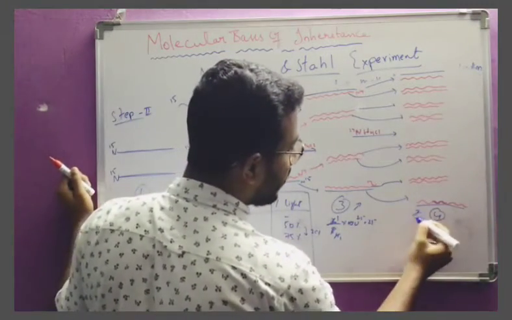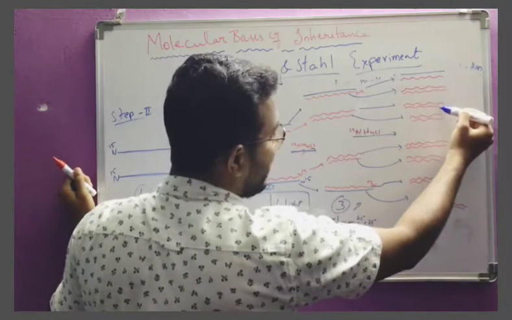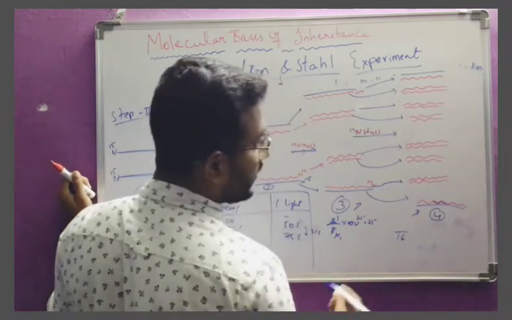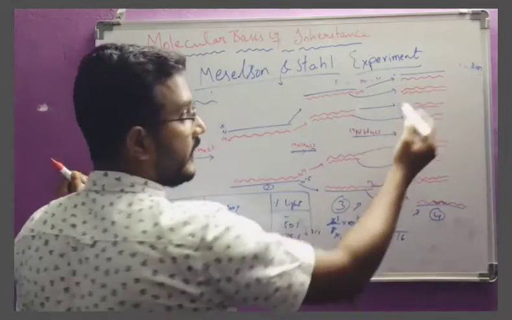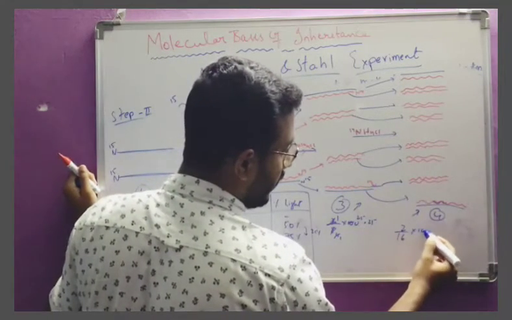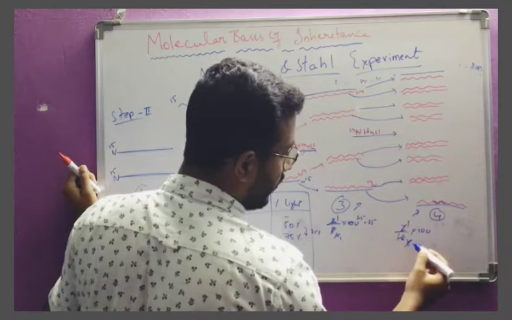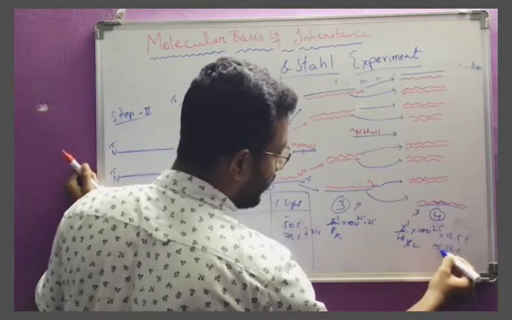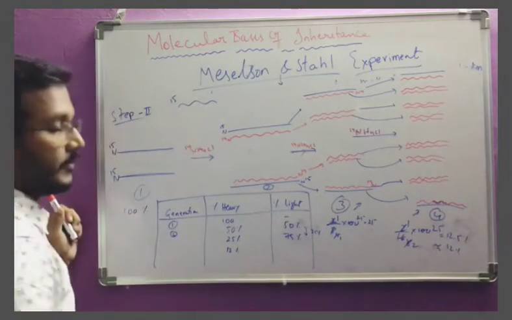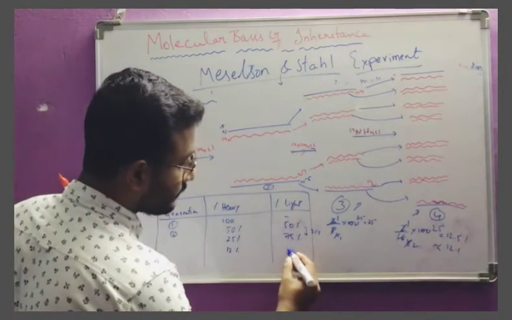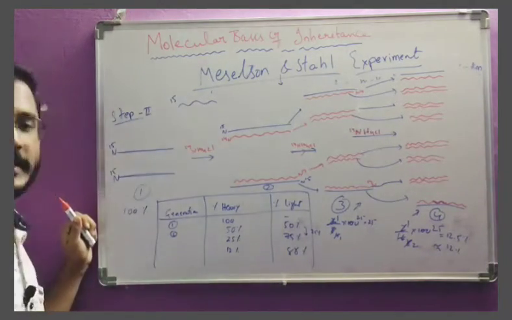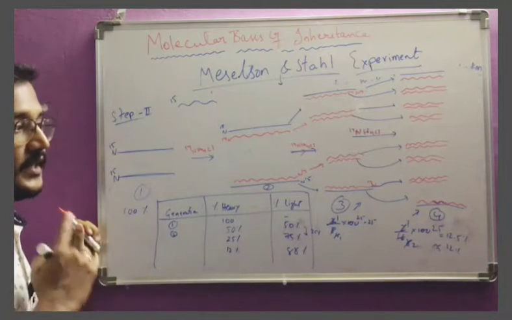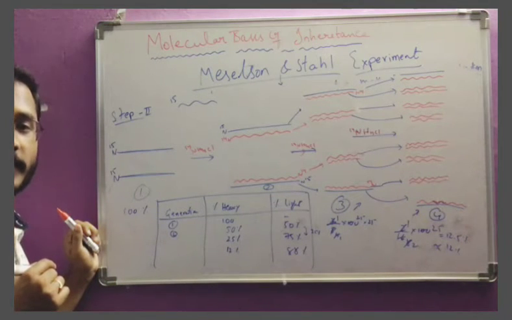And come here. 1, 2, 3, 4, 5, 6, 7, 8, 9, 10, 11, 12, 13, 14, 15, 16. Out of 16 strands, how many are the heavy strands? 1 and 2 only. Into 100. That means here 12% heavy strand becomes, and again 88% is increased. That means again 50% increased. That means, see, it is following the semi-conservative method or not.